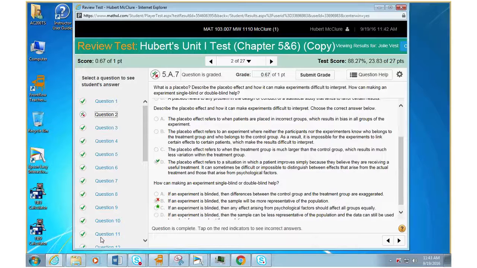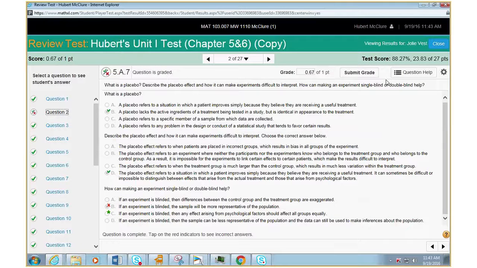All right, this question, I just wanted to make sure I went over blinded because I didn't know this question was on here. It says, how can making an experiment single blind or double blind help? If you're going to do it to one group, you do it to what? Both groups. That's what double blinded means. If I'm going to give you a red pill and say it's fake, then I'm going to give you a blue pill and say it's fake. I'm going to do it with both sides. That's what it says. If an experiment is blinded, then the effect arising from the physical should affect all groups equally. Okay, so that's what blinded means.